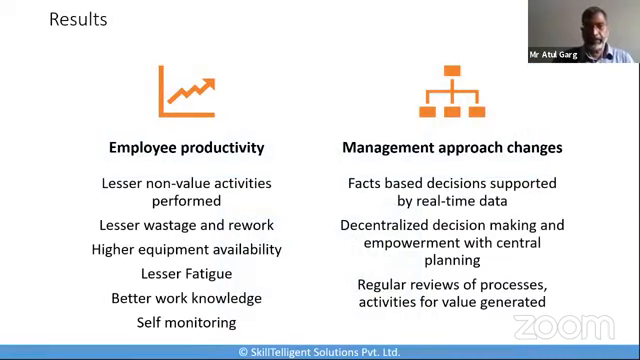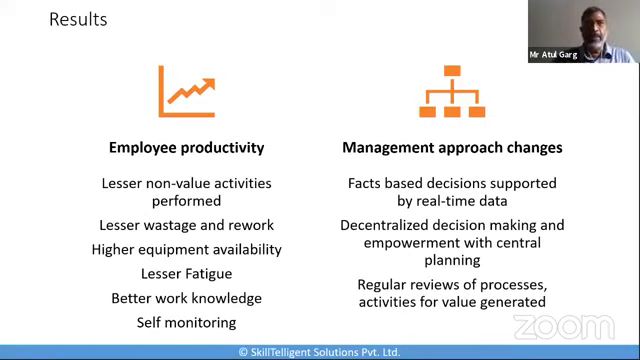What was the result? If we look back at the result, we could achieve two important factors over here. One, we could improve the employee productivity, which is we had fewer non-value activities being performed. We had fewer wastages and rework happening. Equipment availability had increased. There was less fatigue in the workers because the work methods had improved over here. Everybody had better knowledge because we had trained them on the better processes. And everybody now was conscious of the fact that they have to drive it. So the self-monitoring got established as a core lean principle in the organization. So this was the first thing which led to higher productivity in the employees.